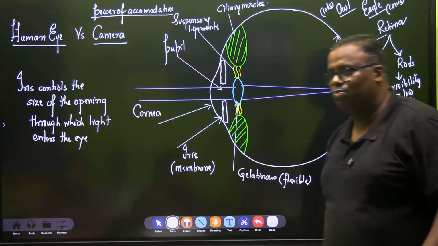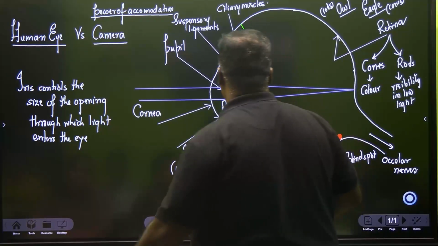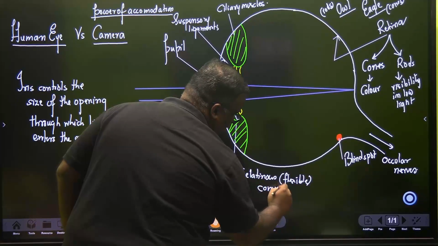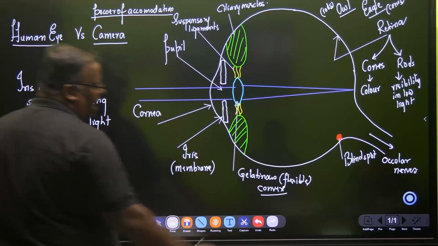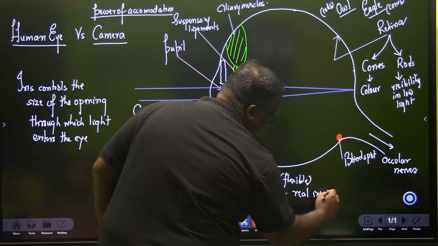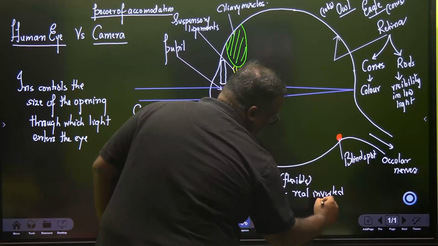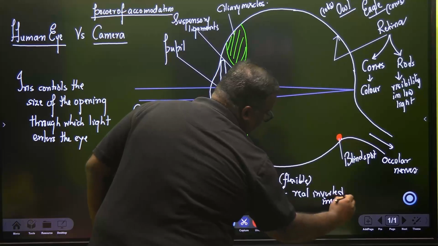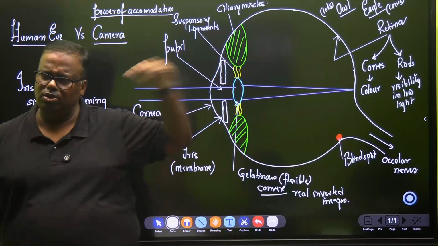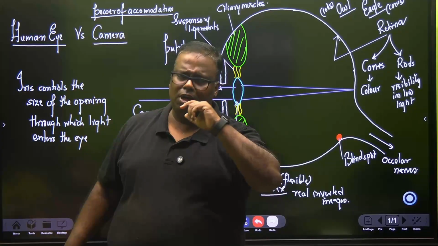Then we come to the lens. What is the eye lens? Eye lens के बारे में आपको क्या क्या जानना चाहिए? This is gelatinous, flexible. This is convex. This is also convex. And this always forms real inverted images. Real inverted images. And where are the images formed? The images are formed on the retina. So can you tell me, retina is like which part of the camera?